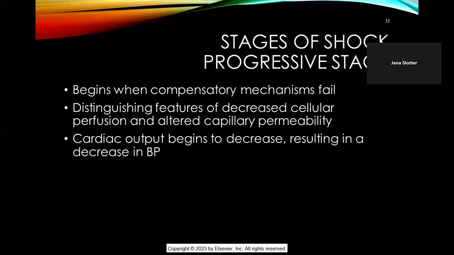Patients are going to be in the ICU. They're going to need advanced monitoring and treatment. Cardiac output is still decreasing. You're still seeing a decrease in blood pressure in this stage.